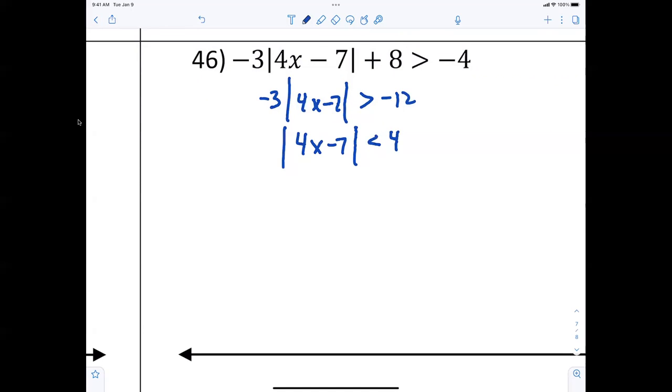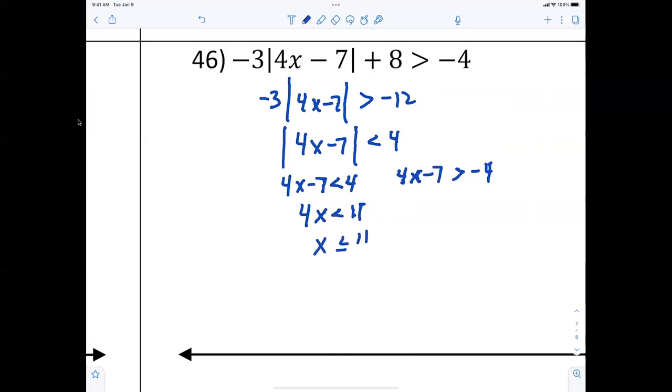Now remember, you're doing absolute value inequalities, which means you need 2 parts. So 4x minus 7 is less than 4. Then you write 4x minus 7 is greater than negative 4. So now when I add 7, divide by 4, add 7.